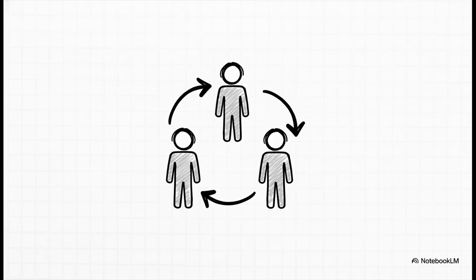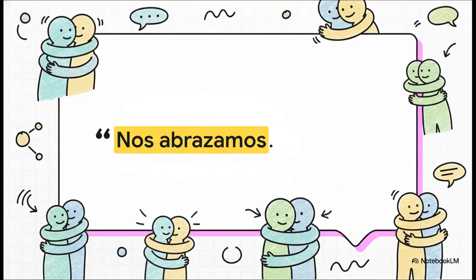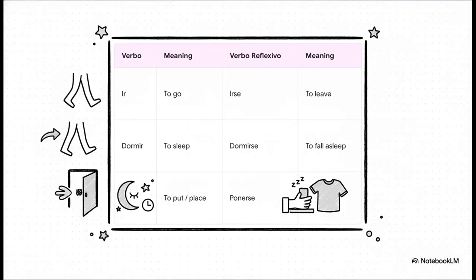Reflexive verbs have another cool trick up their sleeve, but only when you're using them with plural subjects like we or they. They can show that an action is reciprocal, that it's being done to each other. And this is a perfect example. Nos abrazamos doesn't mean we hug ourselves. Because the subject is plural, we, that reflexive pronoun nos signals that the action is happening between us. We hug each other.